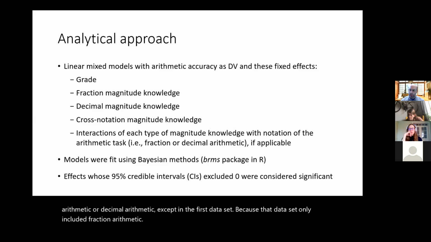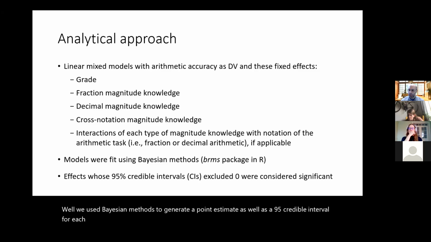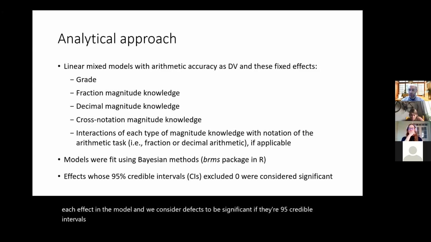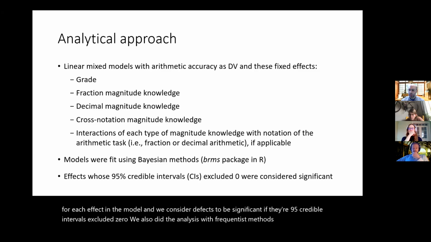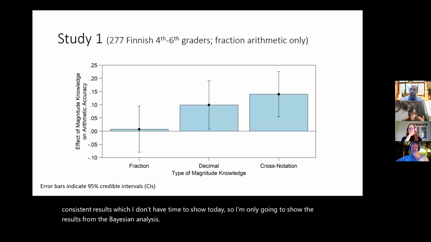Now, we used Bayesian methods to generate a point estimate as well as a 95% credible interval for each effect in the model. And we considered effects to be significant if their 95% credible intervals excluded 0. We also did the analyses with frequentist methods. We got very consistent results, which I don't have time to show today. So I'm only going to show the results from the Bayesian analysis. All right, so let's look at the results.